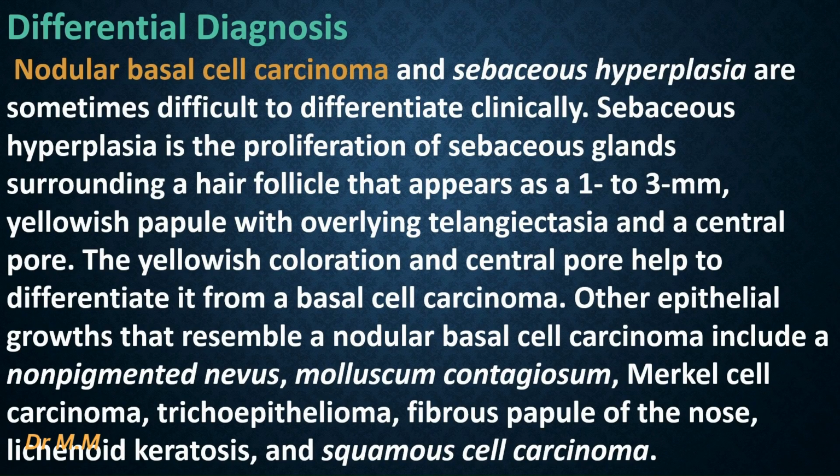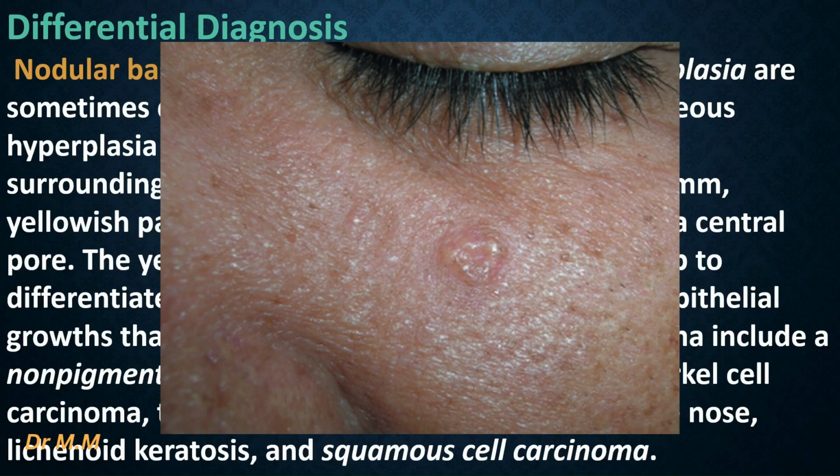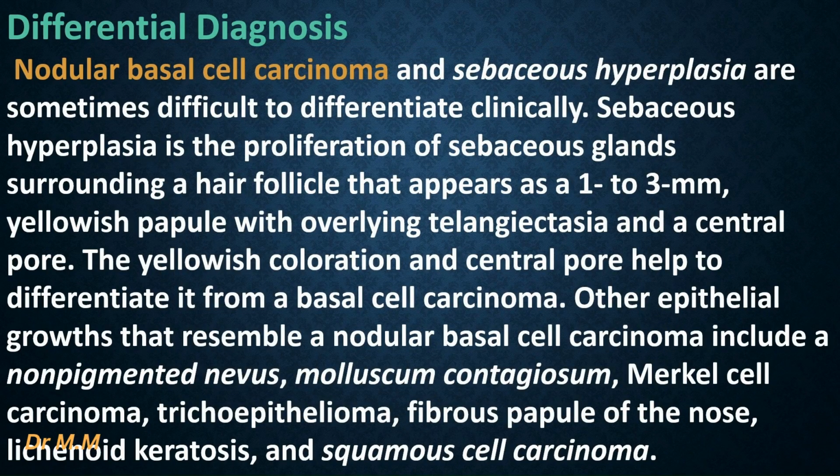Differential diagnosis: nodular basal cell carcinoma and sebaceous hyperplasia are sometimes difficult to differentiate clinically. Sebaceous hyperplasia is the proliferation of sebaceous glands surrounding a hair follicle that appears as a 1 to 3 millimeter yellowish papule with overlying telangiectasia and a central pore. The yellowish coloration and central pore help to differentiate it from a basal cell carcinoma.